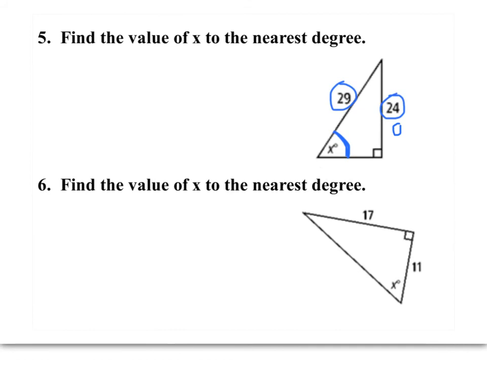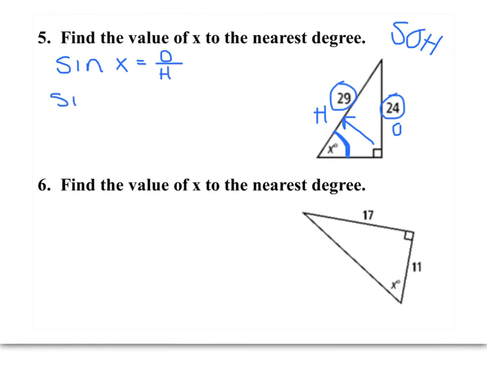Now looking at my 29, I notice that the 29 is opposite the right angle. So I do have a hypotenuse here. So we will notice once again that we do have a sine function here of opposite over hypotenuse. So I will write my equation. Sine of x is equal to opposite over hypotenuse.